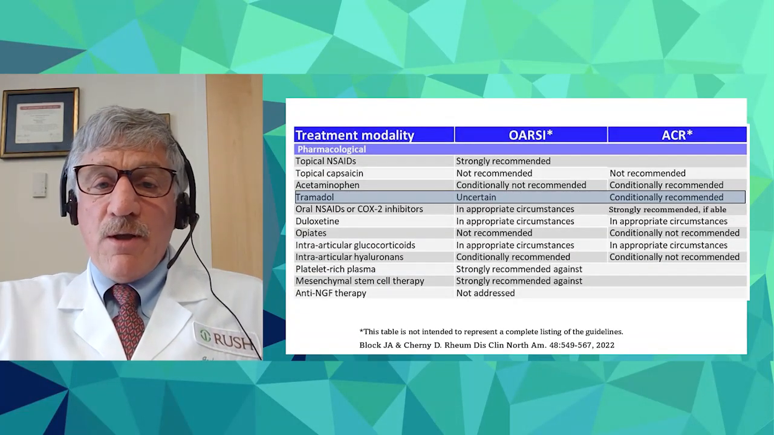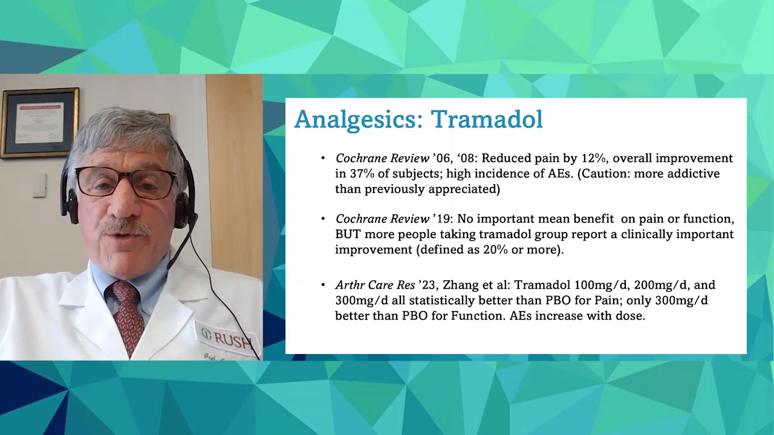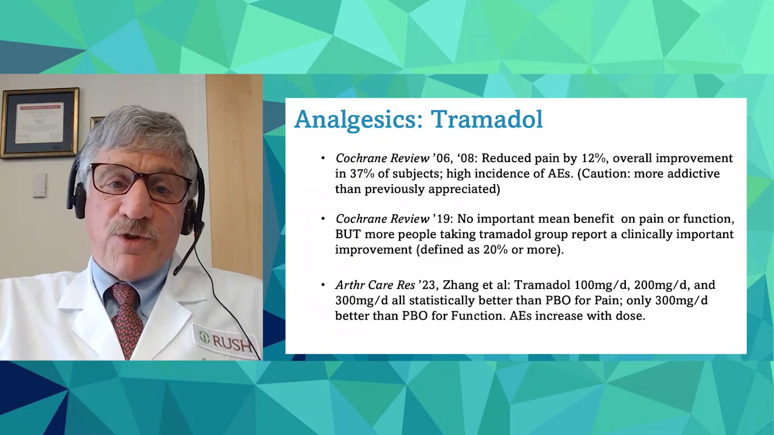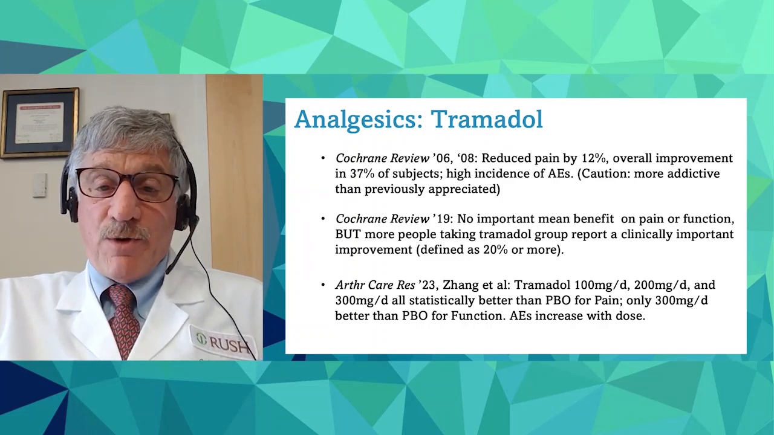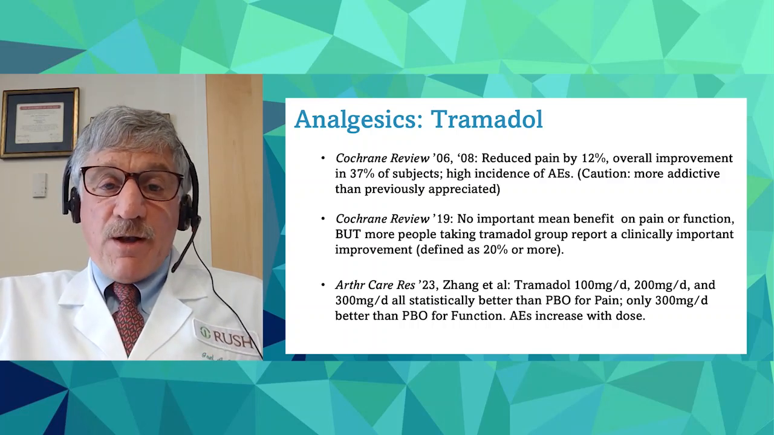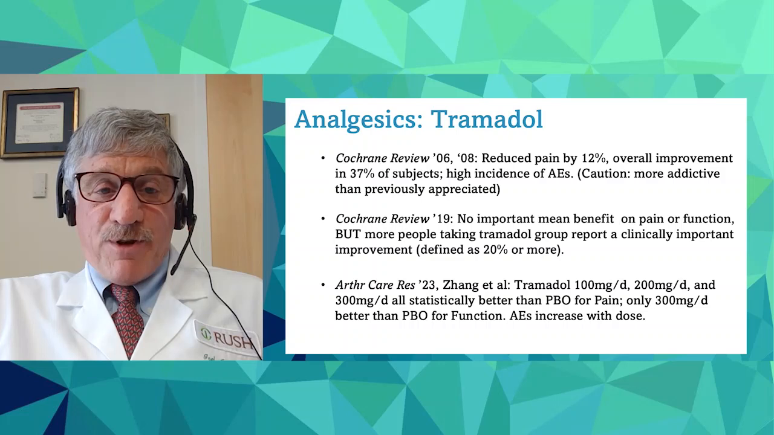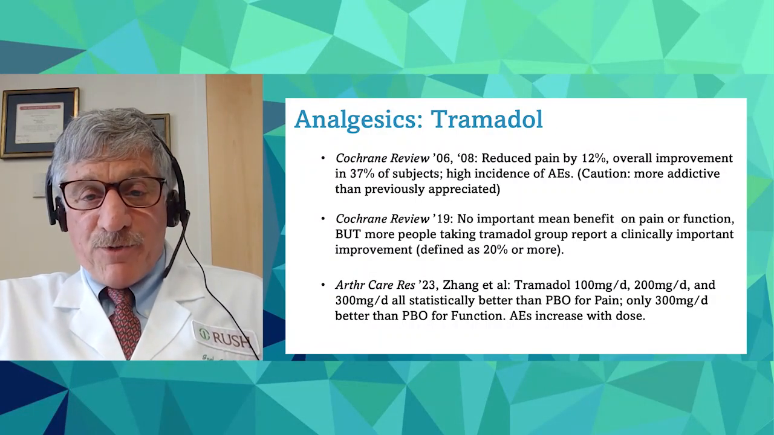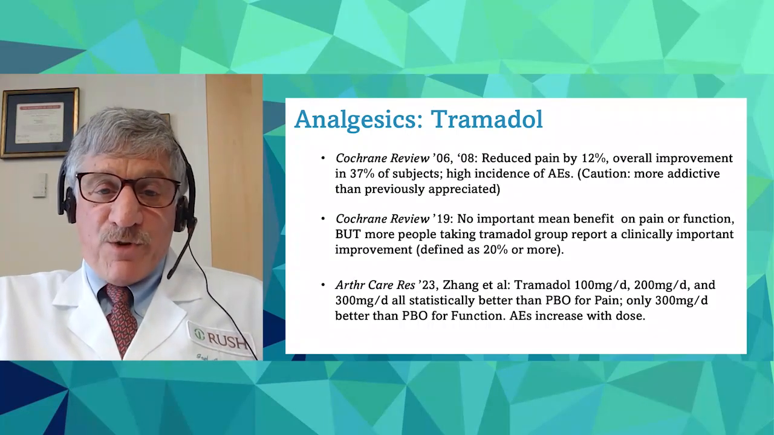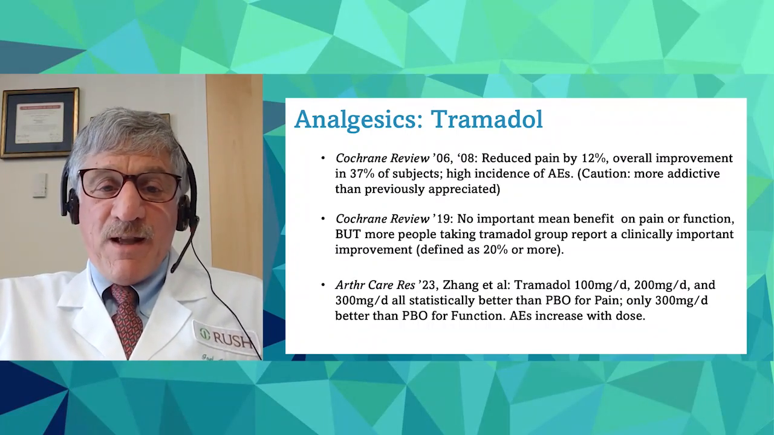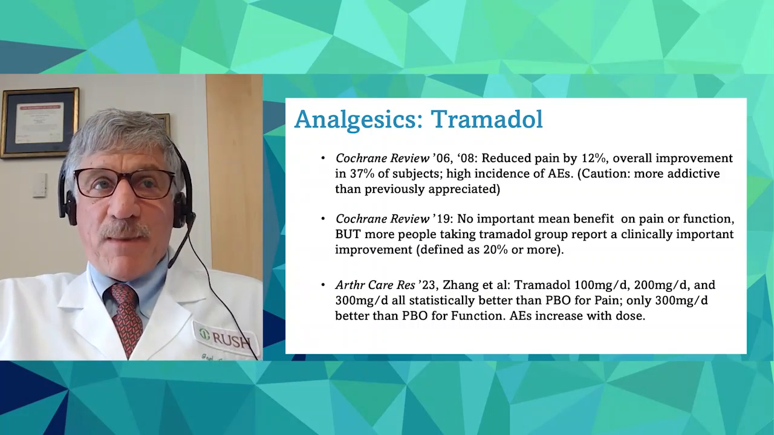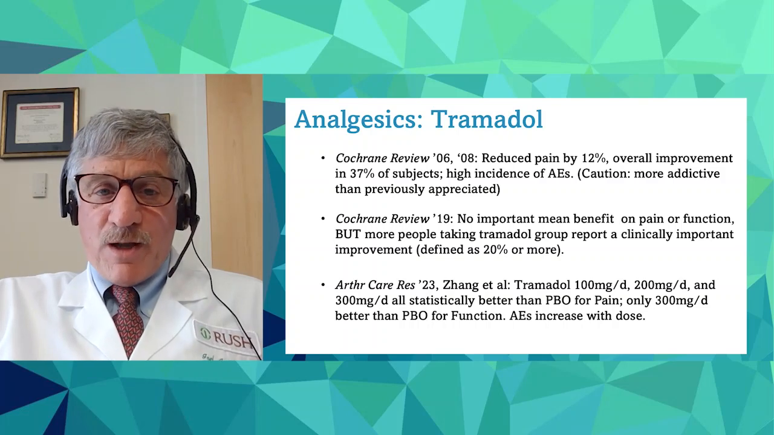What about tramadol? Well, tramadol clearly produces significant pain relief in a minority of patients, and it's associated with a high incidence of adverse events, and we now understand that it's much more addictive than we previously believed. Nonetheless, a Cochrane collaboration review in 2019 concluded that there was no important overall mean benefit on pain, but more people who took it reported a clinically important improvement than those who weren't taking it. And I think that's reflected by the fact that it only seems to be effective in a minority of people, but that minority do get good relief.